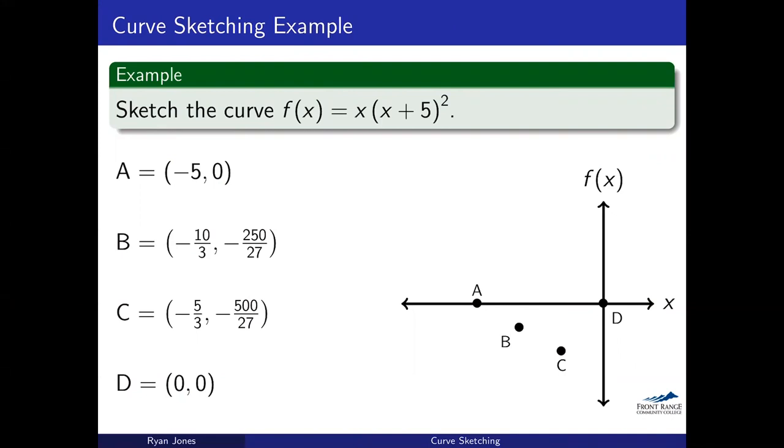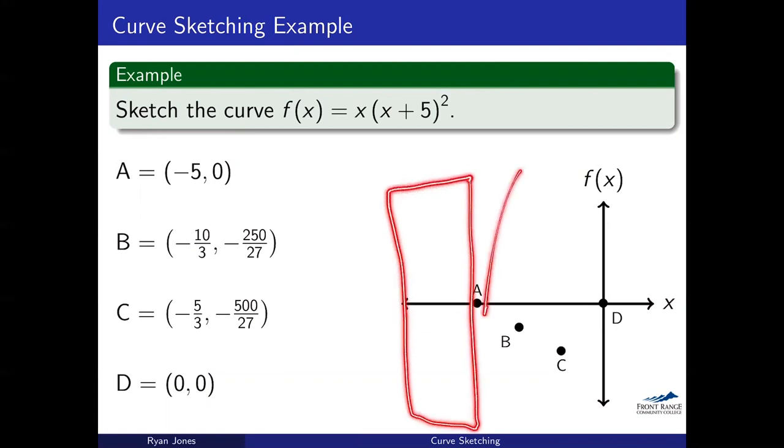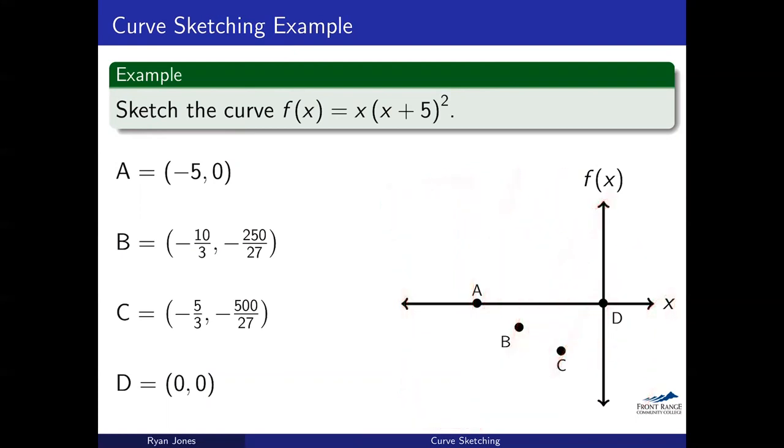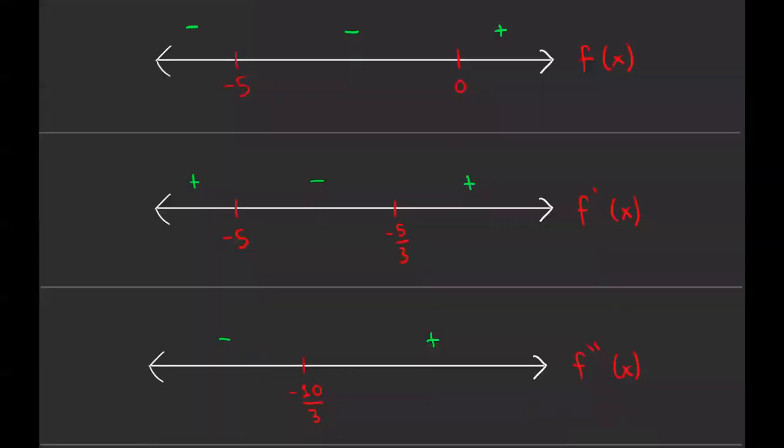So let's start off. What I want to do is look at this region out here, these X values. I'm just going to look at this part of the graph right there. I don't care about anything over here. I don't care about B, C, D. I just want to know from negative infinity up to negative 5, which is the X coordinate for this point A right there. So let's go back and look at our number lines.